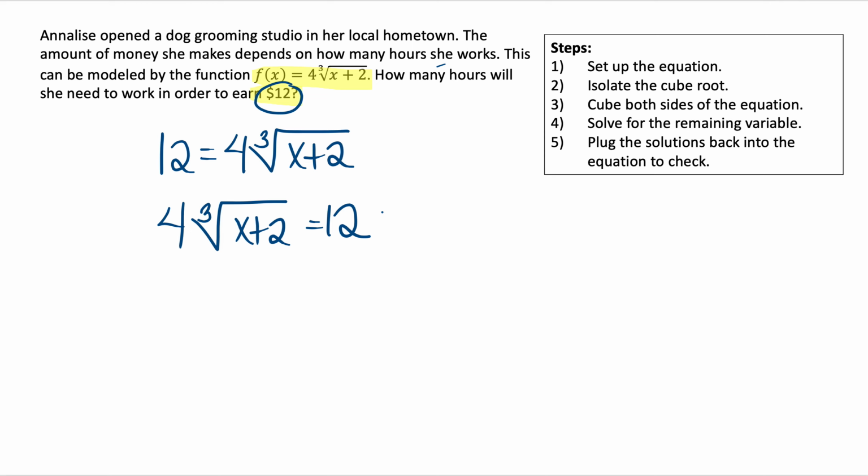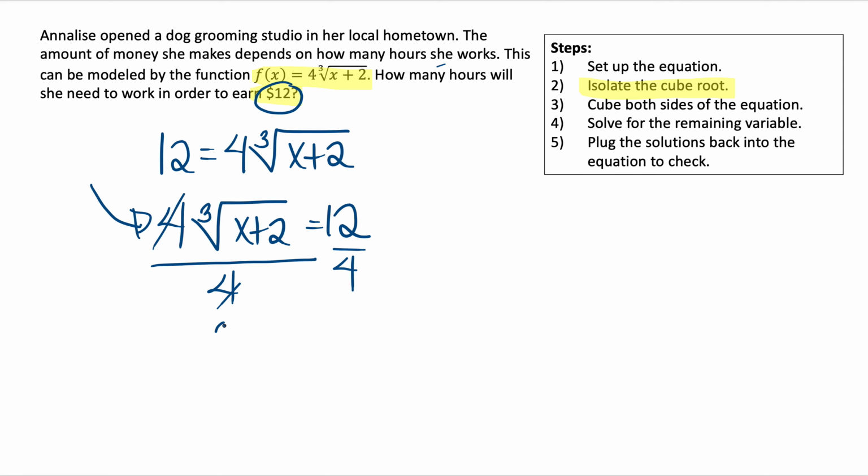So now we're going to work on isolating the cube root. We want to get the cube root by itself, and this is very, very important. Whenever you're solving cube root equations, you want to first isolate the cube root before you work on cubing and solving for the variable. What I mean by isolating is to get rid of the extra stuff that's with the cube root. The extra stuff in this case is the 4. So I'm going to divide both sides by 4.